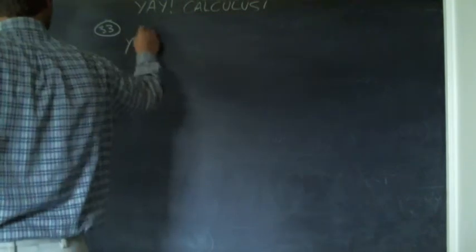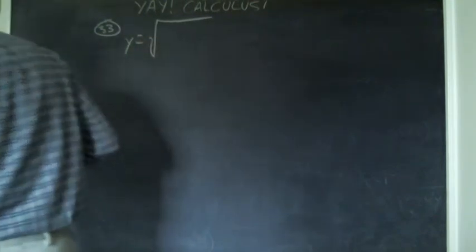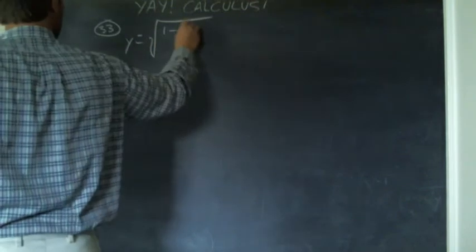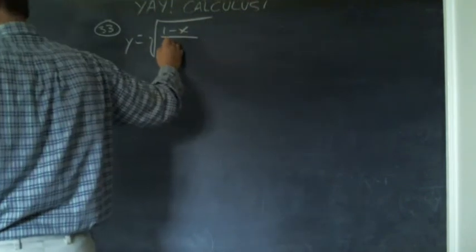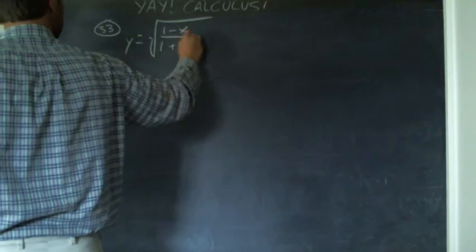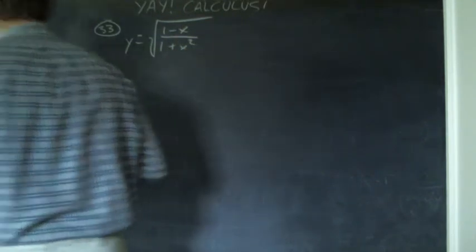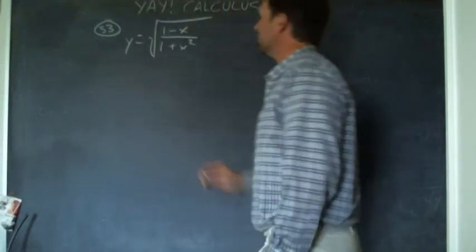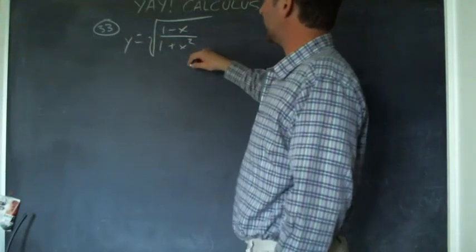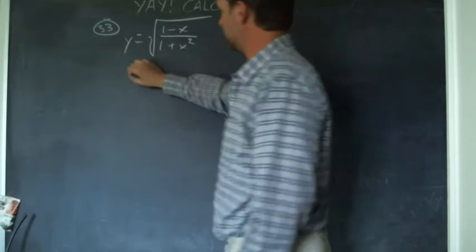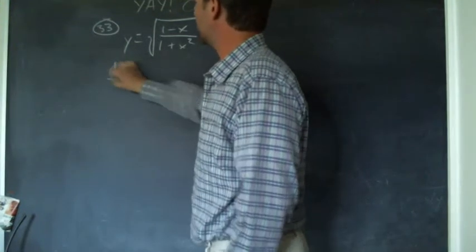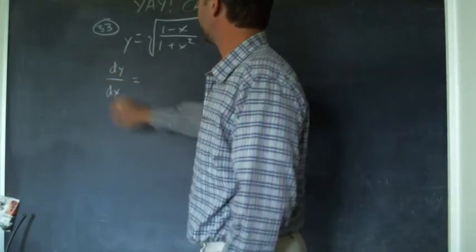For what values is y equal to the square root of this rational function differentiable? All right, so we've got all this to the 1/2, so this rational function to the 1/2. So we use the power chain rule, differentiating y with respect to x.